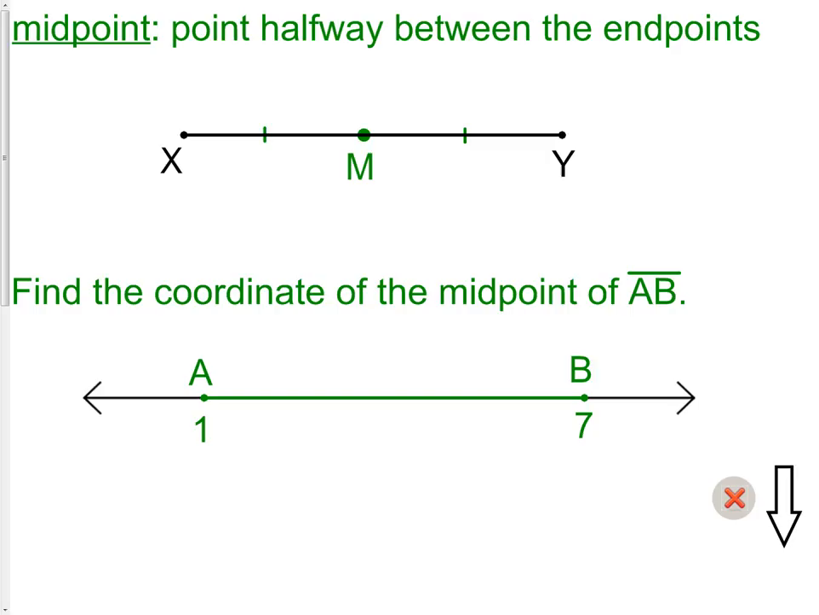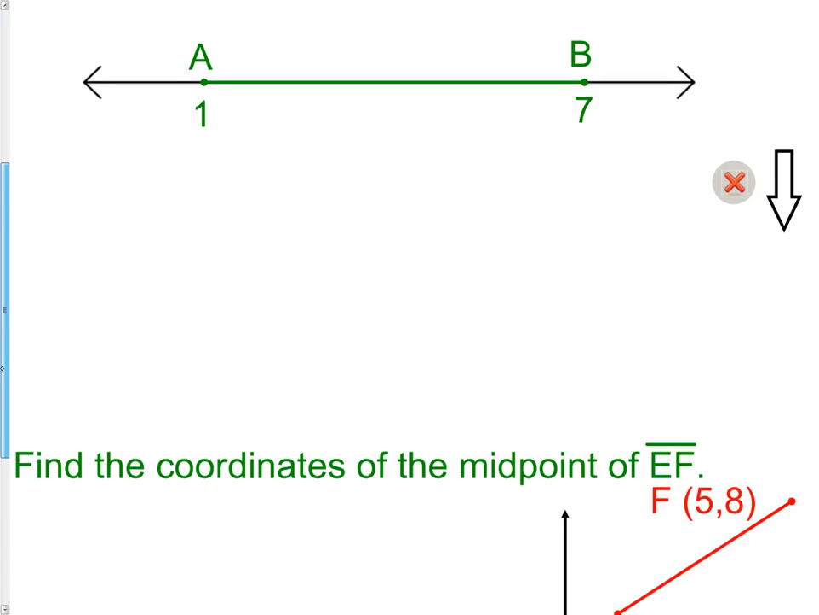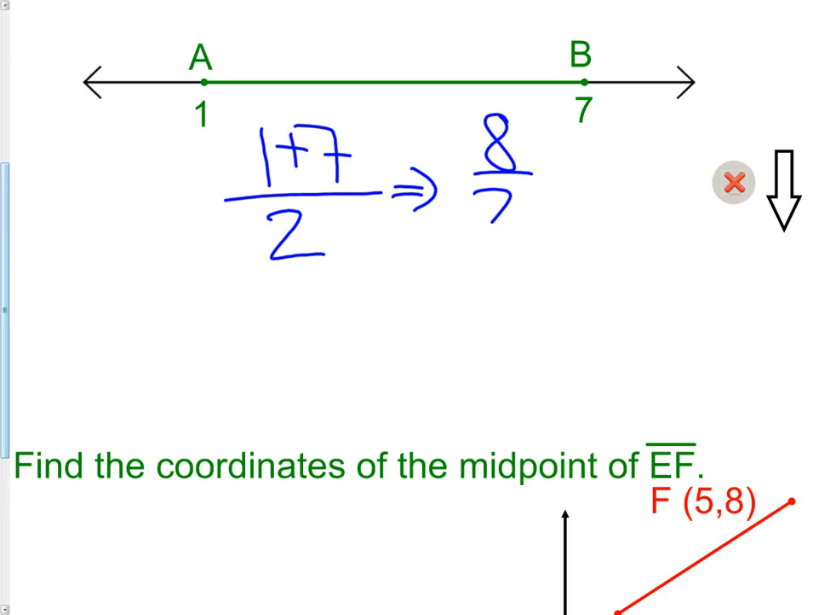So to find the coordinate of the midpoint of 2 points on a number line, we add them together and divide by 2. So 1 plus 7 is 8, divided by 2 is 4. That means 4 is our midpoint. And we can see that from 1 to 4 is 3, and from 4 to 7 is 3. So it is indeed the midpoint.